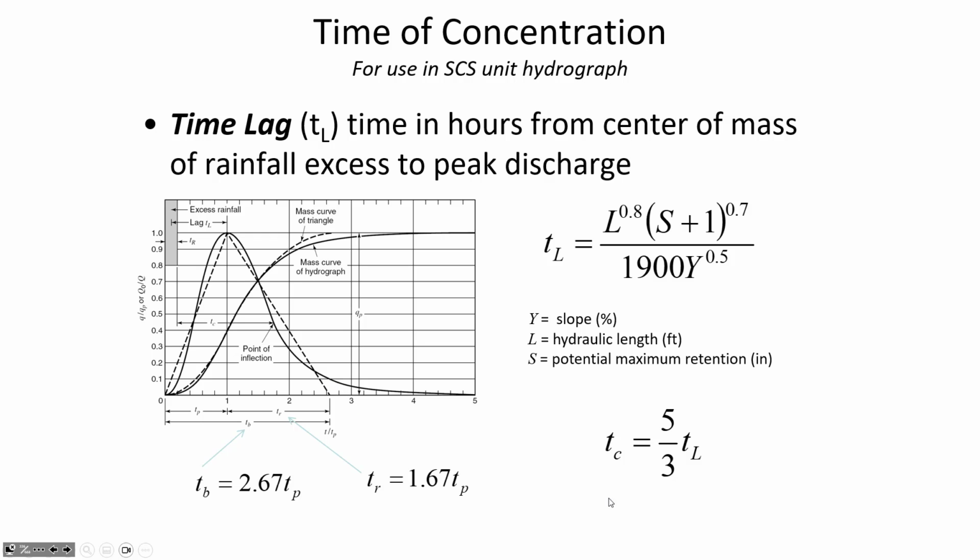The time of concentration is 5/3 the lag time, and so when we're using WMS, sometimes we'll need to calculate the time of concentration from the lag time. There will be other cases where we need to calculate the lag time from time of concentration, if that's what we know. And so to do that, the lag time is just 3/5 of the time of concentration. So it's really easy to switch between the two.